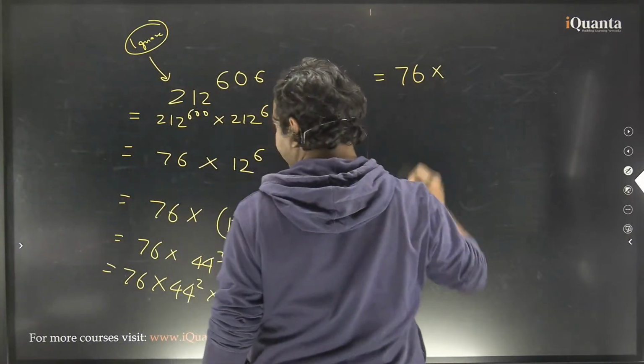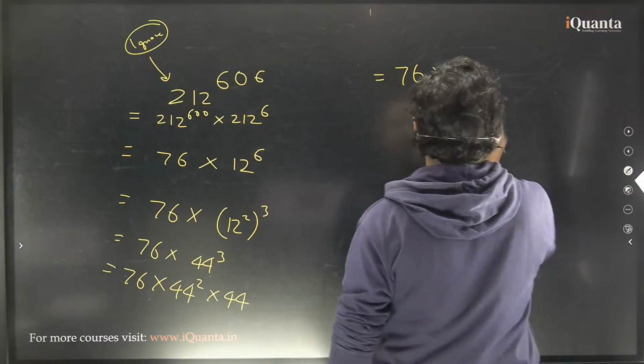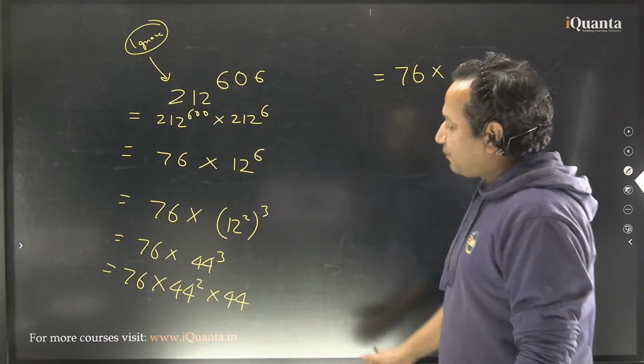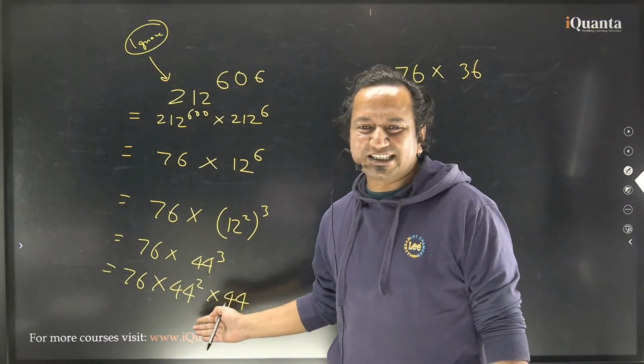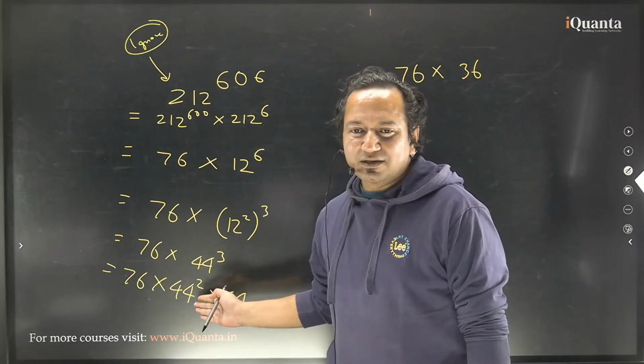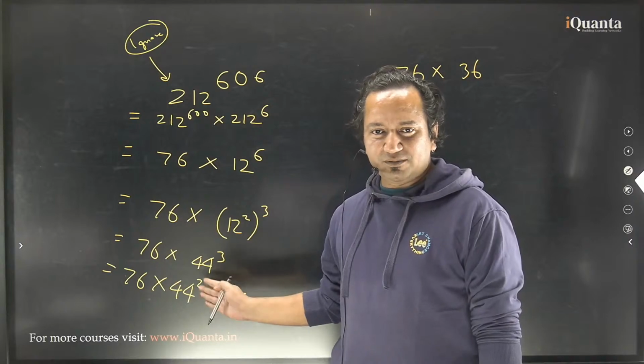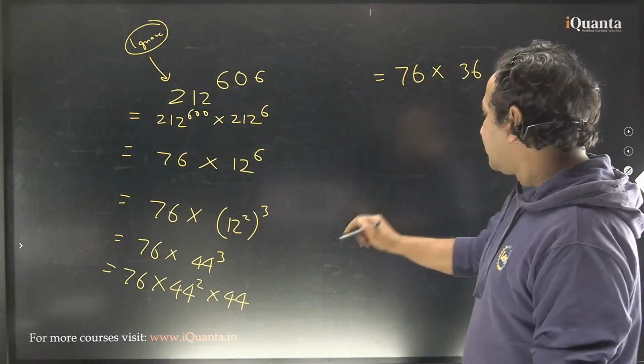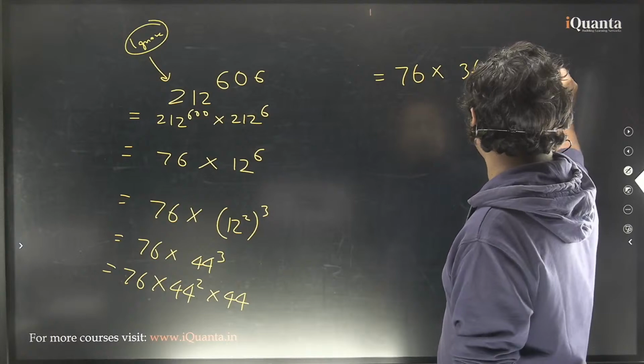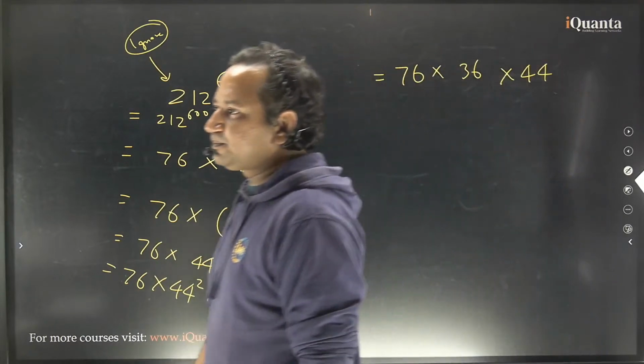76 multiplied by square of 44 will end at what? 36. Is that right? Because 44 is 6 less than 50. समझ में आ रहा है? 50 से 6 कम, 6 का square is 36. That's what we have written. And then we have 44 here. Any problem?